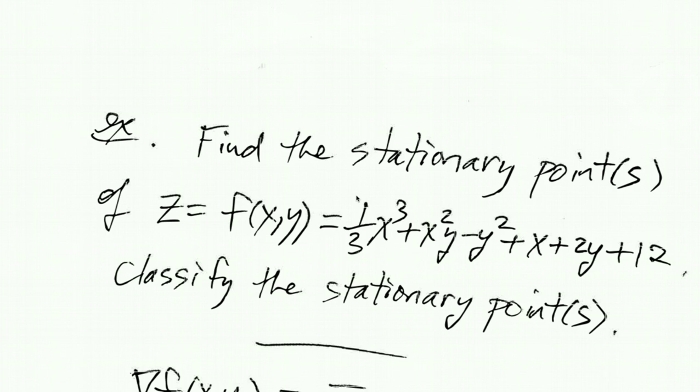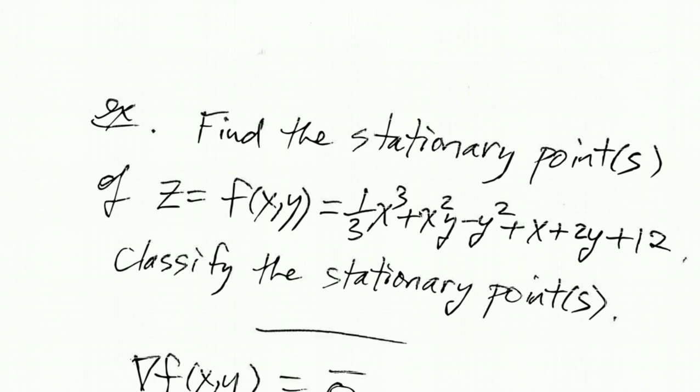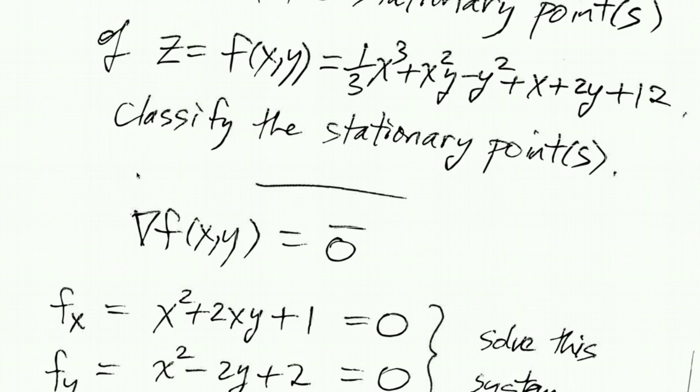Let's take a look at a second problem here. Find the stationary points of z = f(x,y) = (1/3)x³ + x²y − y² + x + 2y + 12. Classify the various stationary points. What we need to do is find the stationary points by finding the gradient of f and setting it equal to the zero vector. Now, f_x turns out to be x² + 2xy + 1. f_y ends up being x² − 2y + 2.